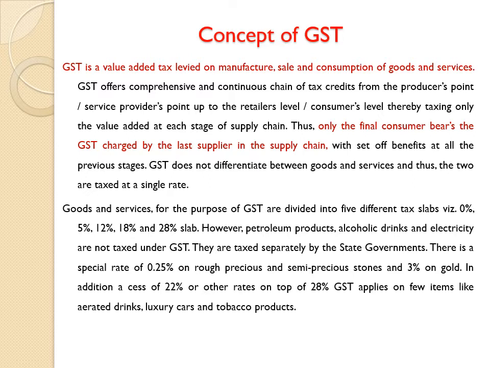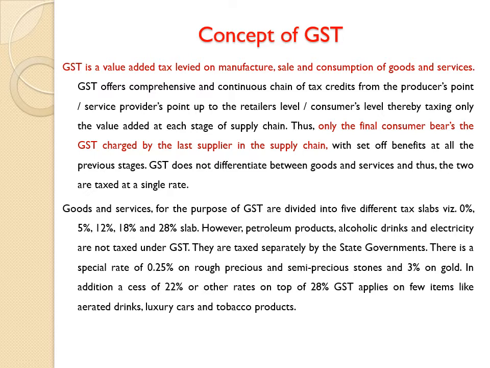But it is noted that petroleum products, alcoholic drinks and electricity are not taxed under GST. They are separately taxed by the state governments. There is a special rate, not 0.25%, on rough, precious and semi-precious stones, and 3% on gold.